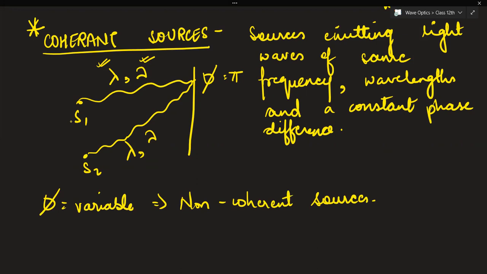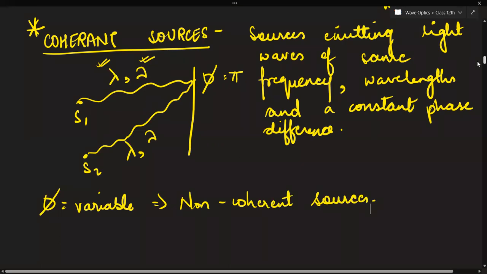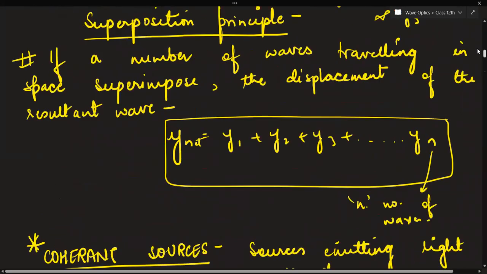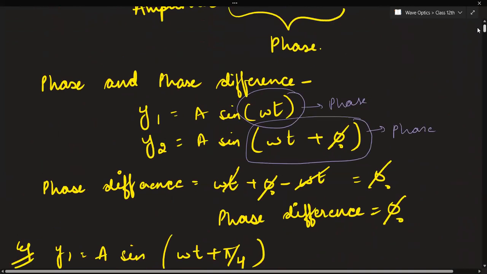Fine. This is what is meant by coherent sources. Now we'll start with interference: the actual meaning of interference, the definition of interference, everything. These were the basic terms common to both interference and diffraction. All right, note it down.